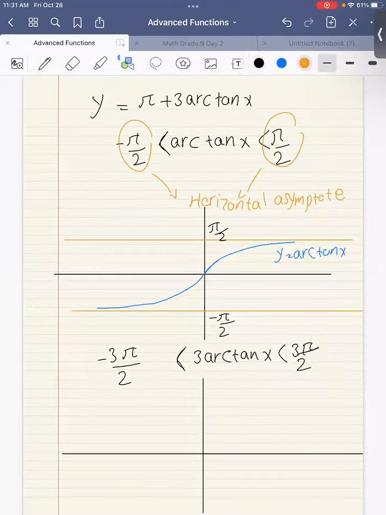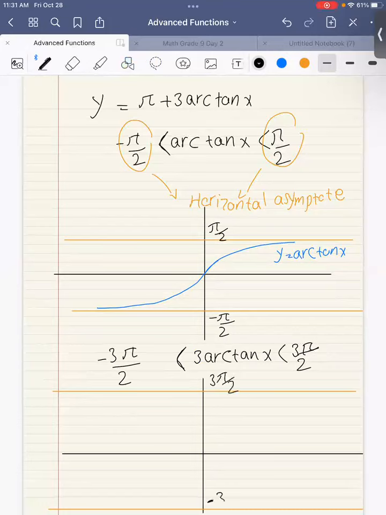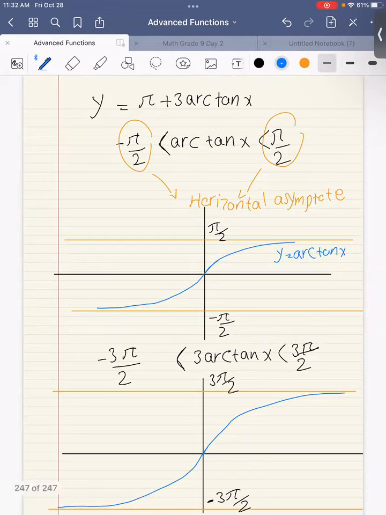Okay, so you just multiply this horizontal asymptote by 3. So that means you get 3 pi half instead of pi half, and minus 3 pi half. So that is 3 pi half and minus 3 pi half. And the picture is just, right? It's just a vertical stretch. And then finally, you just have to add pi plus this. But that's a vertical transformation again. Upward or downward? Would it be upward or downward?